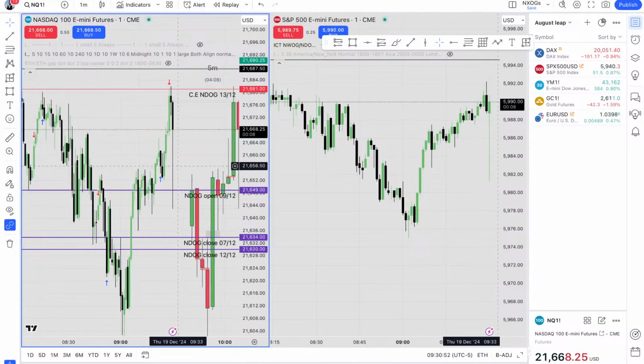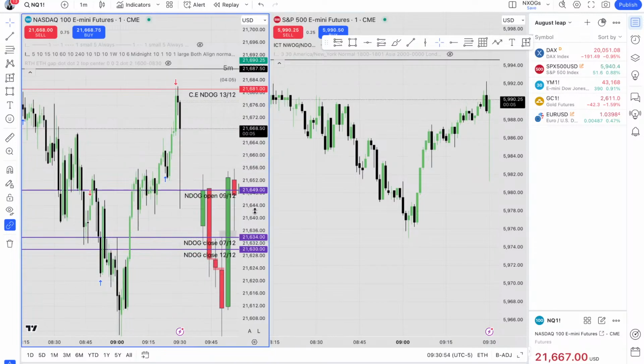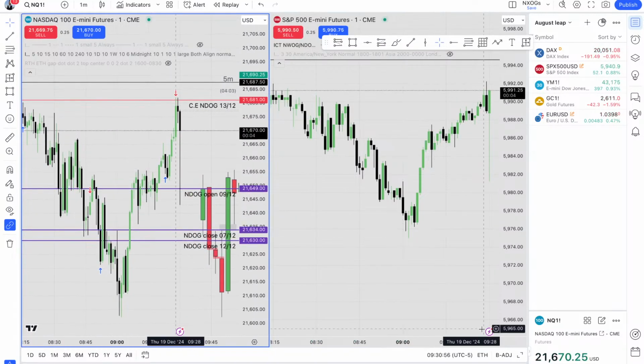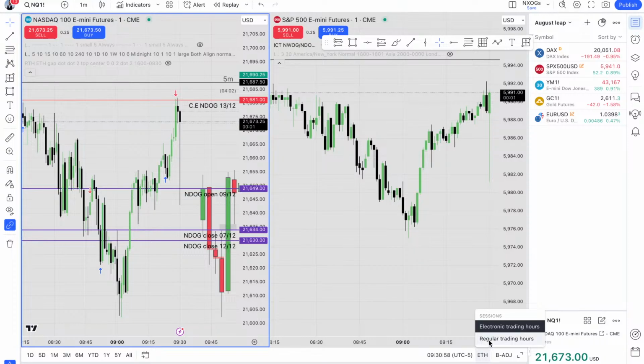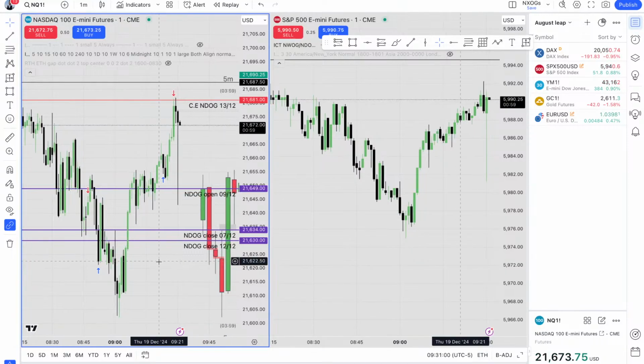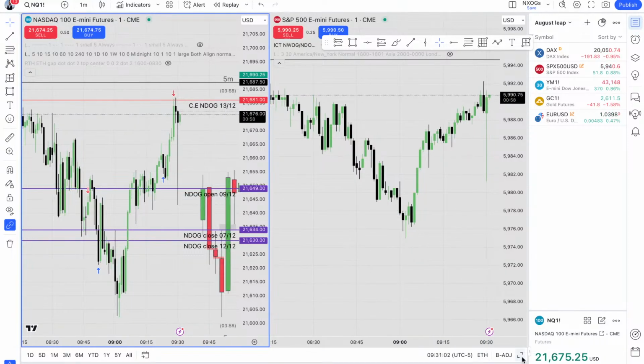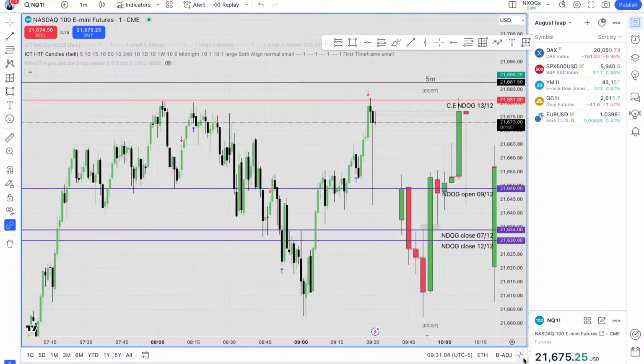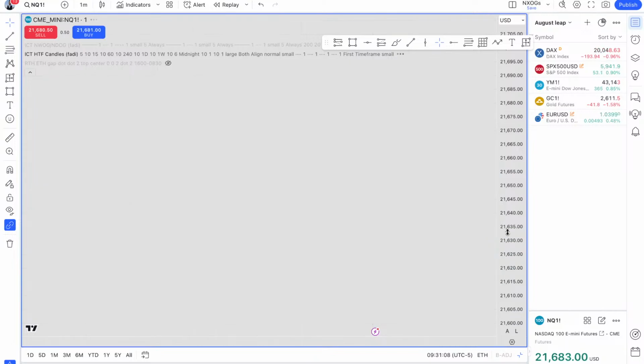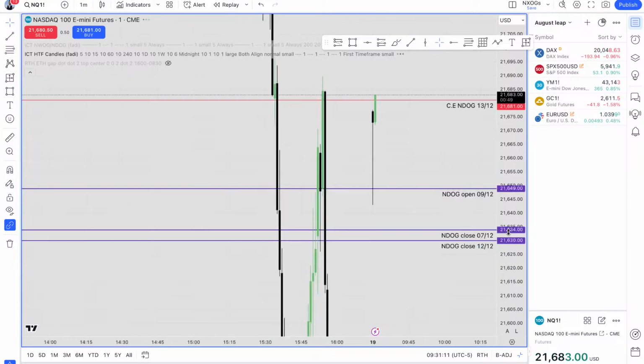So we're profitable now. Let's check, of course. As ICT says, in the regular trading hours you need to see the opening range gap. So let's see where the 9:30 tends to go right now.